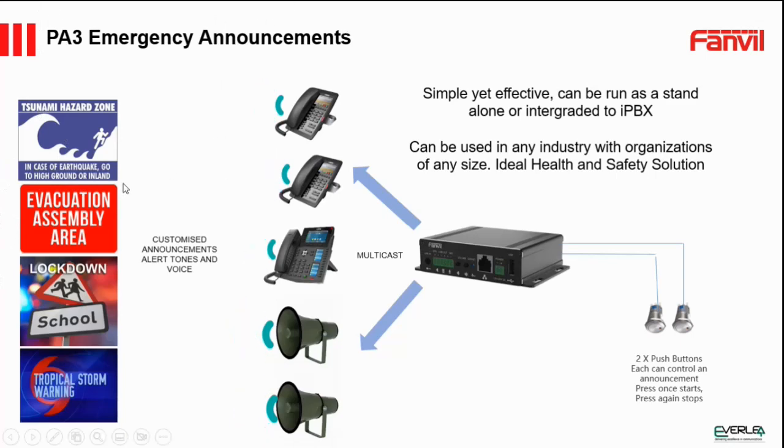Press the button and of course away it goes. We can have school lockdown alarms. We can have tropical storm warnings. You can have a business lockdown, because when it boils down to it, we've all seen some crazy things. You've got a riot going on in the streets or someone with a gun. You don't want your staff charging out and getting themselves hurt.